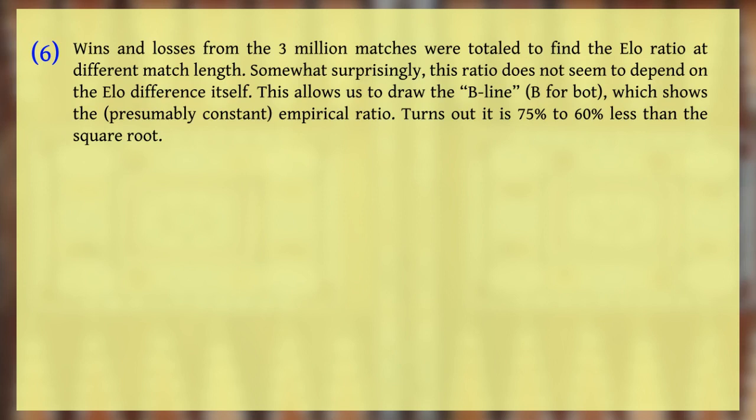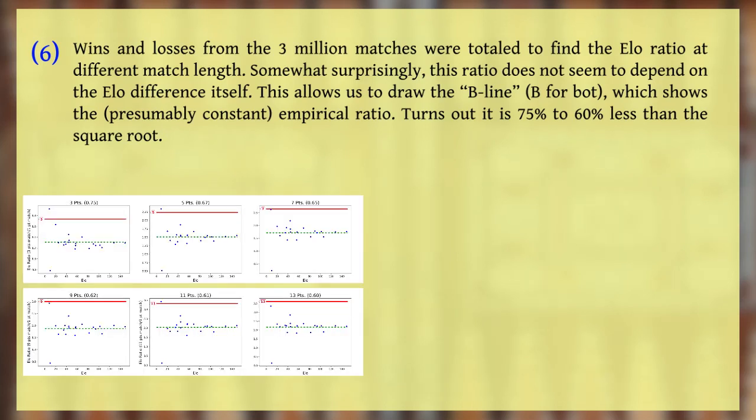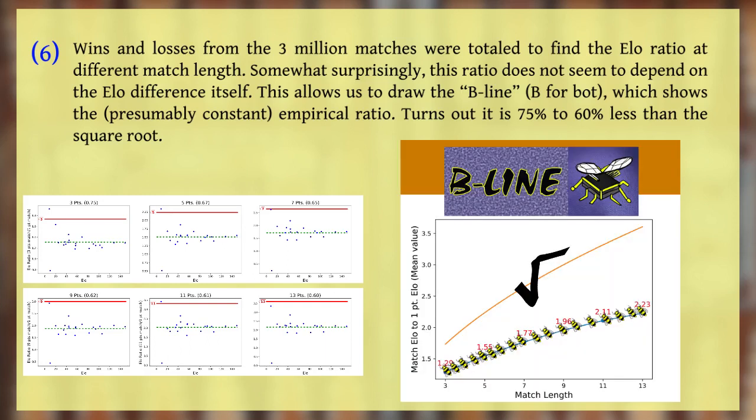6. I totaled the wins and losses from the 3 million matches to find the Elo ratio at different match lengths. Somewhat surprisingly, this ratio does not seem to depend on the Elo difference itself. This allows us to draw the B line, B for bot, which shows the presumably constant empirical ratio. Turns out it is 75% or 60% less than the square root.